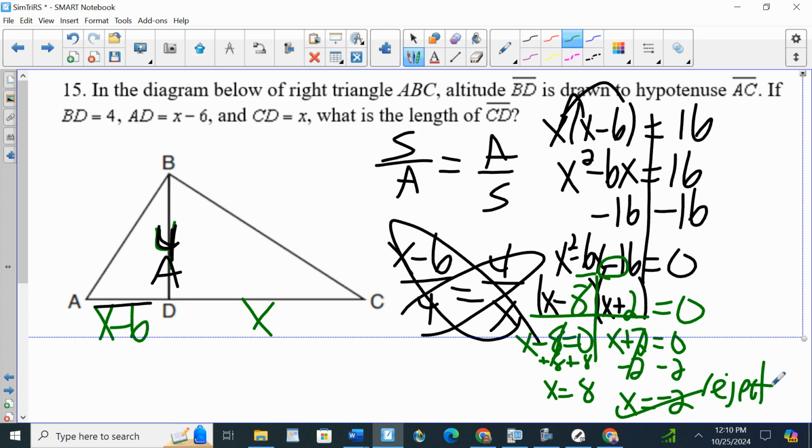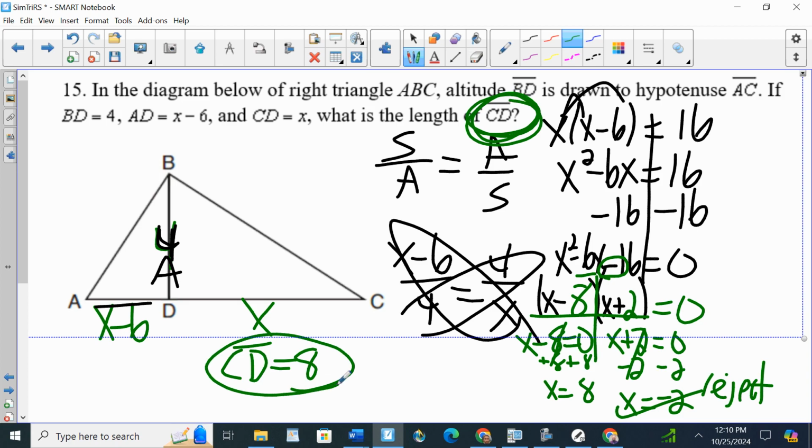The question is asking for CD, so make sure you substitute into the appropriate expression. CD is x, so CD is 8. If it asks for, let's say, AD, AD would be 8 minus 6, which is 2. It's not asking for that. It's asking for CD. The answer is 8.